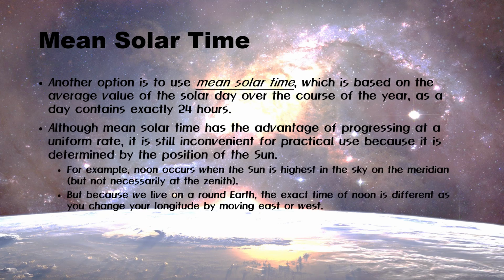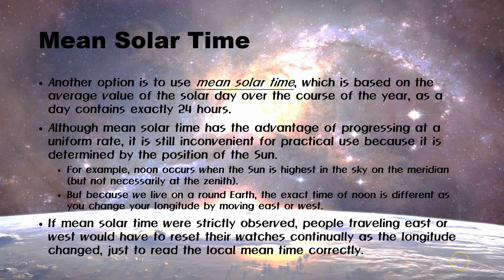Now, although mean solar time has the advantage of progressing at a uniform rate, because that was one of the issues with apparent solar time, it is still inconvenient for practical use because it is determined by the position of the sun. For example, noon occurs when the sun is highest in the sky on the meridian, but is not necessarily at the zenith. But because we live on a round Earth, the exact time of noon is as different as when you change your longitude by moving east or west.